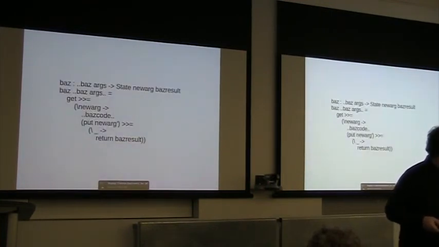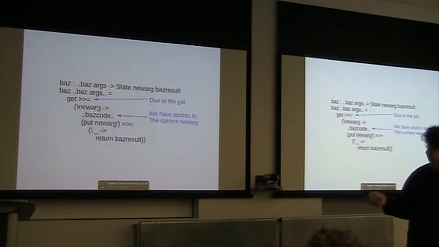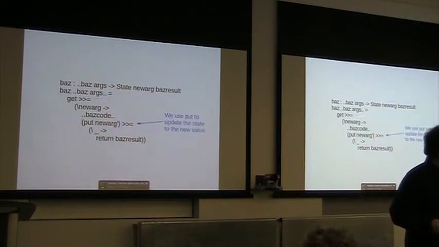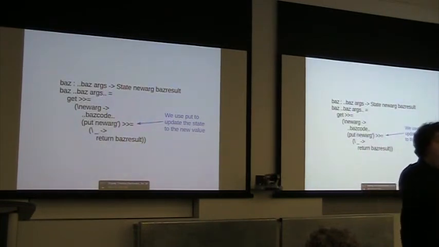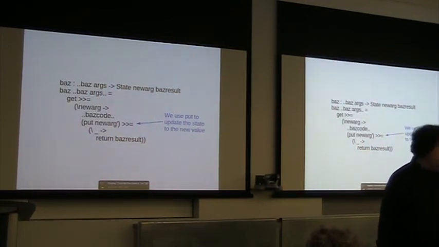So this allows me to write my baz function fairly simply and fairly cleanly, right? Same trick as before with the reader monad. First thing we do is a get, that allows us to have access to the old value of this state. Then we can do whatever we want, and in here we have access to the current value of the state. And when we're done, we call put to actually write the new value back out and put it back into the magic parameter.